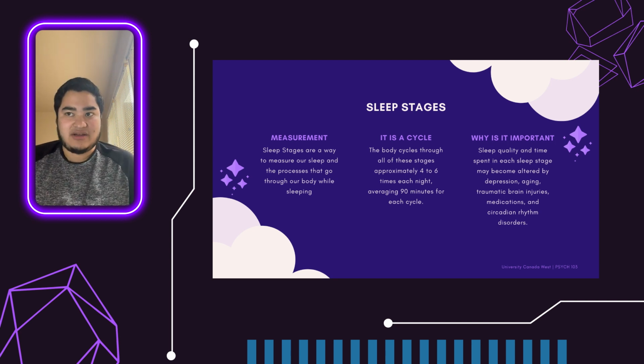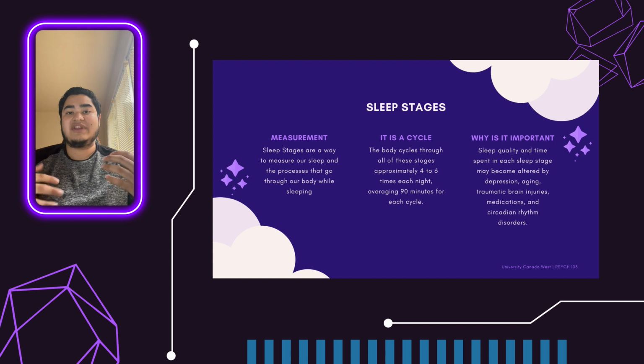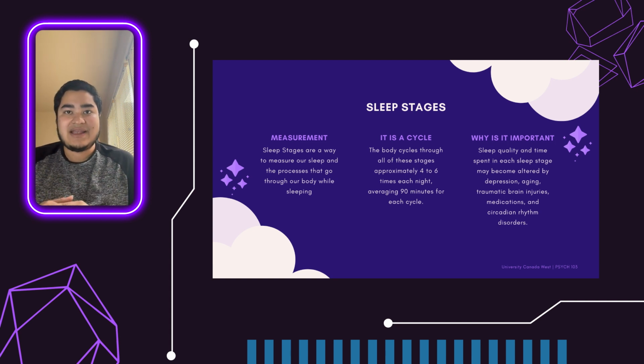Sleep is also a cycle. Each cycle lasts about 90 minutes, and we go through 4 to 6 sleep cycles during an usual sleep night. It is important to realize how we are sleeping, because the way that we sleep and the rest that we get can affect our health overall. And also health problems such as depression, aging, or even a brain injury can affect the way that we go through each sleep stage, and therefore the way that we rest.